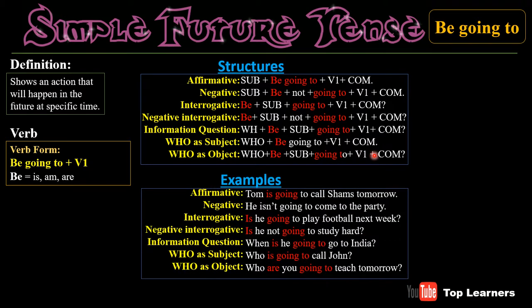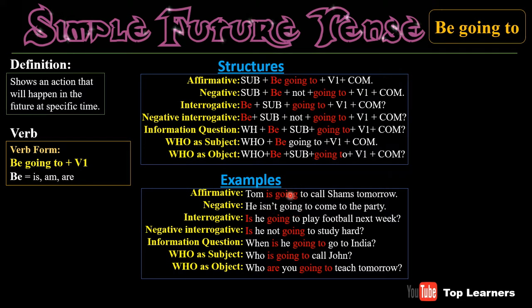Let's see the examples. You can see the first example for positive or affirmative: Tom is going to call Shams tomorrow. Here is a to be verb. Is is used for Tom because Tom is a third person singular noun. If you want to make it negative, you can add not after the to be verb is, am, or are. You can easily say, he isn't going to come to the party.